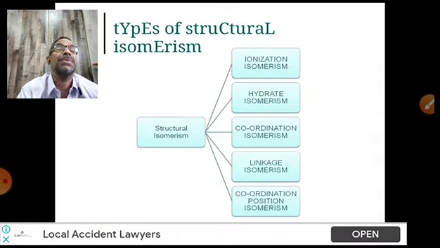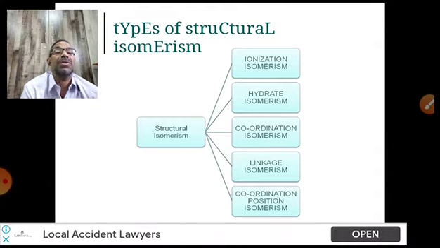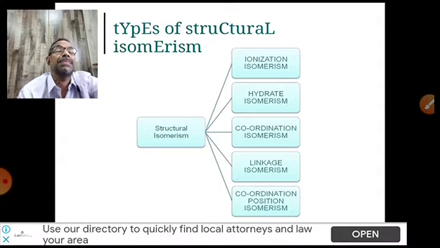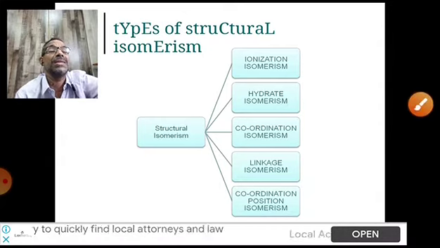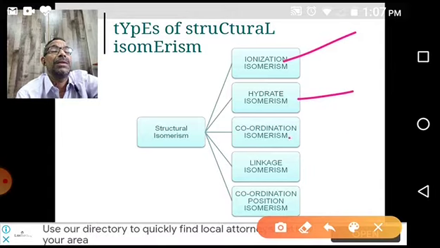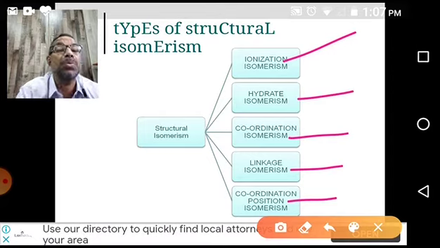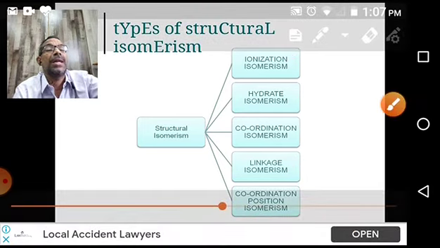So, types of structural isomerism. This is only for coordination compounds, not for all. Structural isomerism in these compounds has 5 types, which we learned in the previous slide. One is ionization isomerism. Second is hydrate isomerism. Third is coordination isomerism, then linkage isomerism. Finally, coordination position isomerism. So these are the different structural isomers we are going to discuss in this session. Next slide.